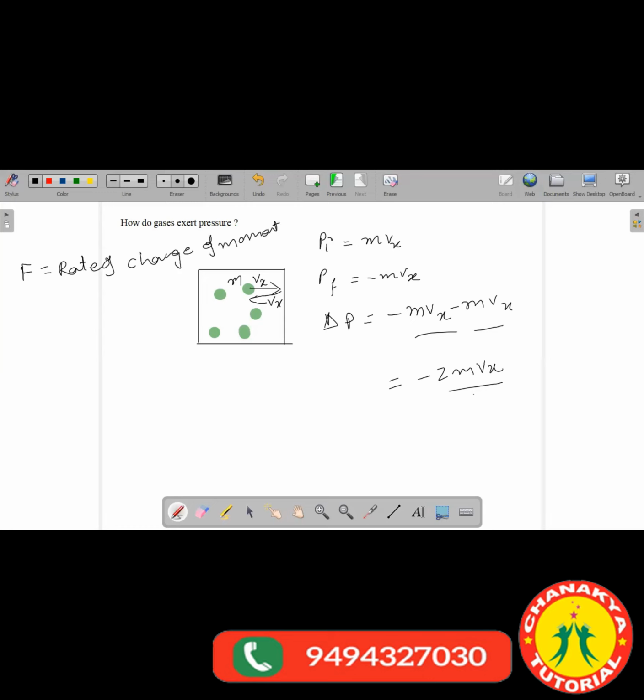Here we observe that a change of momentum of minus 2mVx has occurred, so there must be a force equal to the rate of change of momentum, that is, change of momentum divided by time. The force exerted by the molecules will be minus 2mVx over t. This calculation shows that the gas molecules exert a force on the walls of the container.